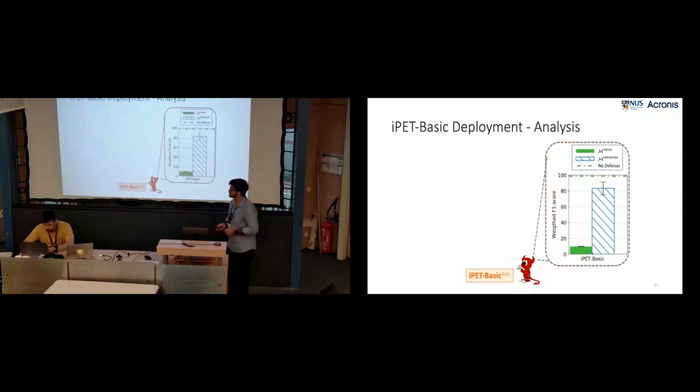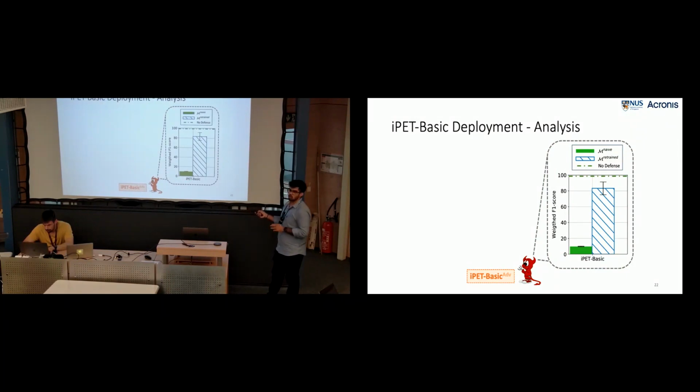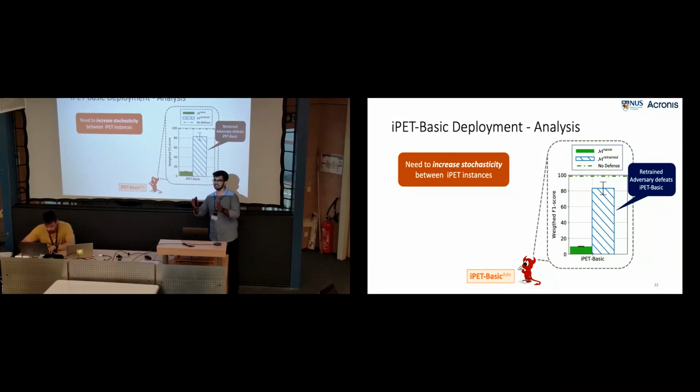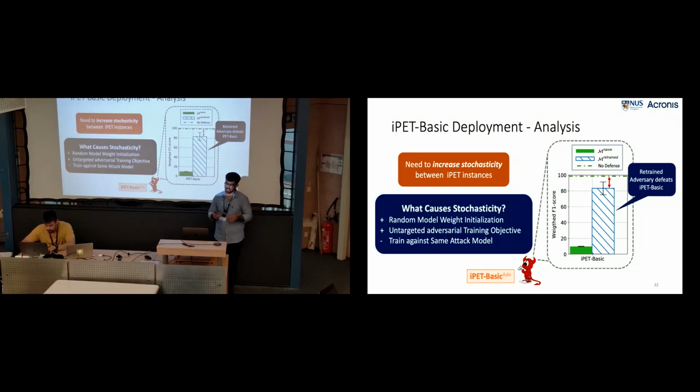So when we analyze this, we notice that while an attacker who is agnostic of the defense scheme is not able to identify devices with an F1 score of more than 8%, the retrained attacker that we just considered is still pretty successful. So our job is not done here. The reason is that we need to increase the stochasticity between different instances that are provided to different users. When we analyze what causes this stochasticity, we realize that the random model weight initialization and the untargeted adversarial training objective that we use are in our favor. However, we are still training against the same attack model. So we are still trying to defeat the same decision boundaries.